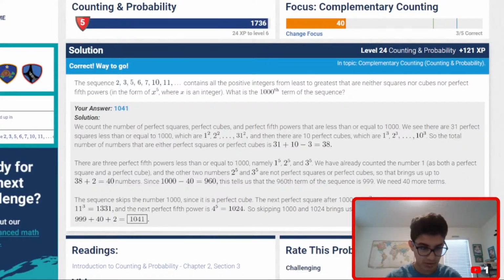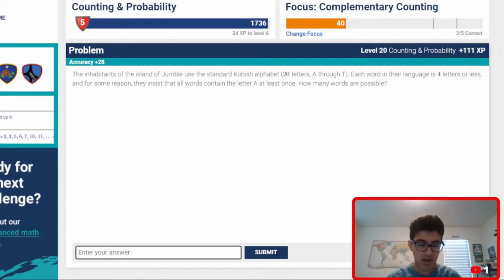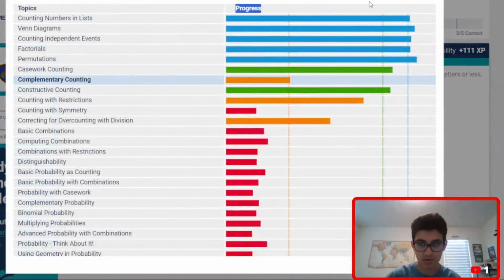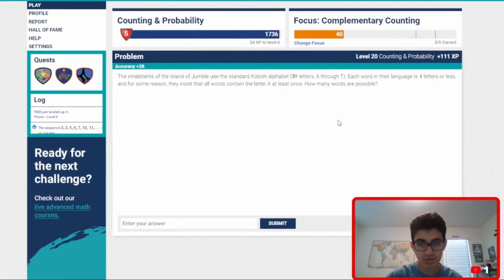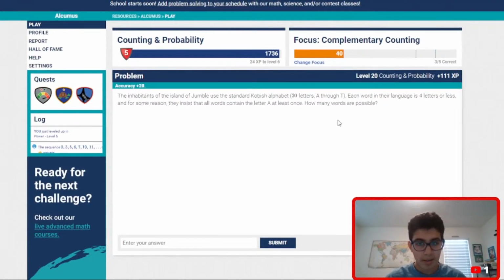Okay, not bad. The inhabitants of the island of Jumble use the standard Kobish alphabet, 20 letters A through T. Each word in their language is 4 letters or less, and for some reason they insist that all words contain the letter A at least once. At least means complementary, but obviously we've also got the name of complementary counting here, so we have to use that. But basically, do we have to do casework here as well? Because it's 4 letters or less. So let's do that then.